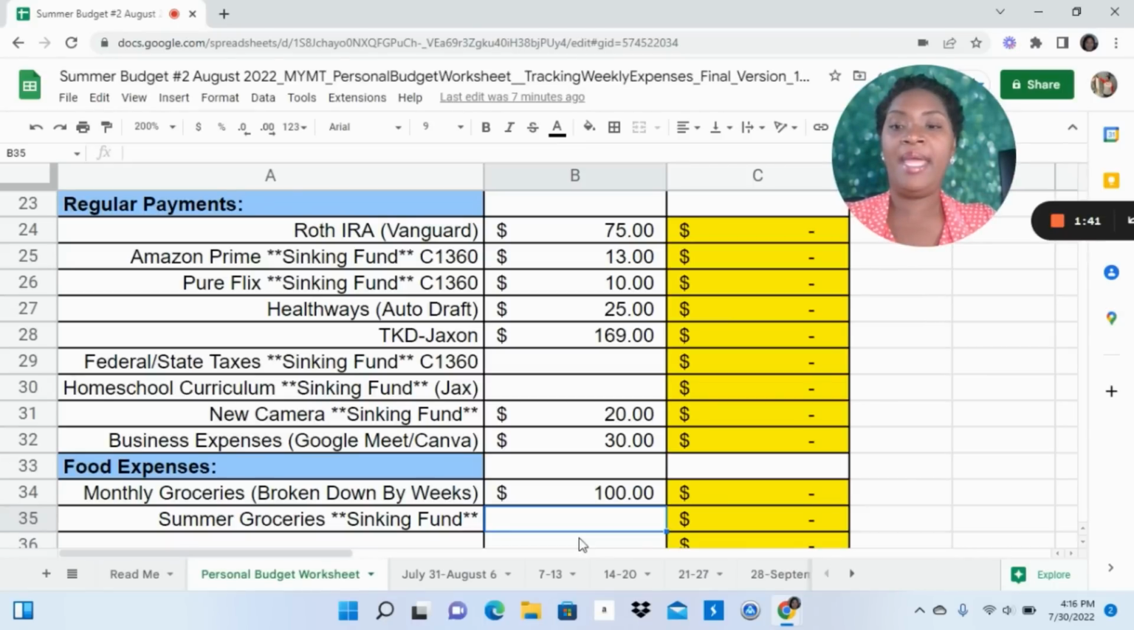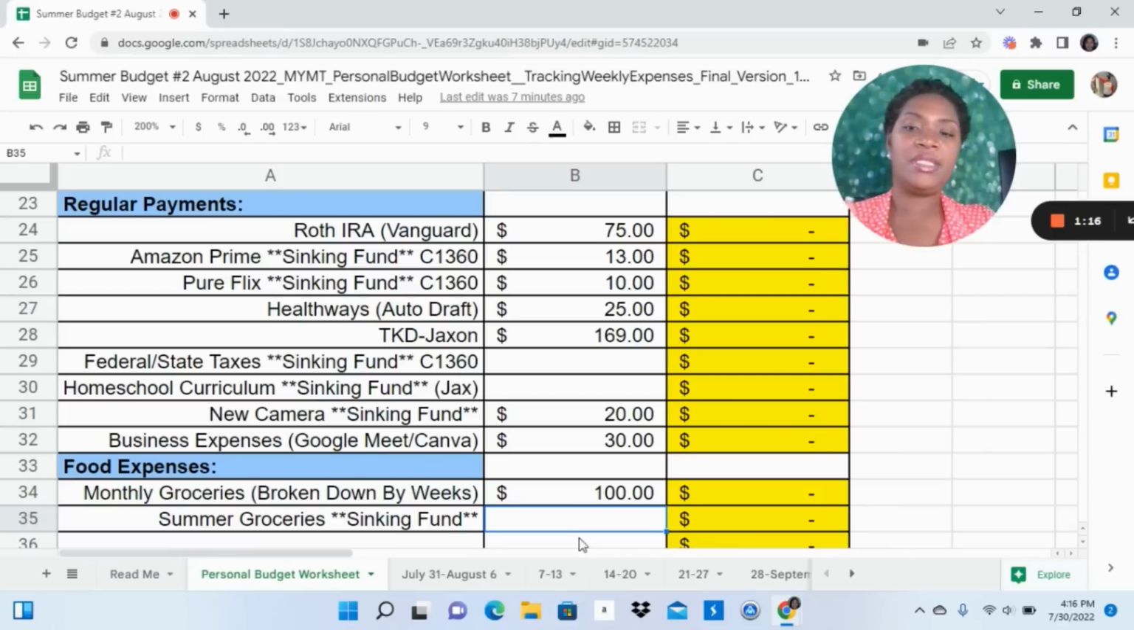PureFlix, that comes due in May. That's $10. Healthways Gym is my gym only, which is $25. Alana pays her own gym. Taekwondo, which is Jackson, that's $169. Again, some updates are coming about Jackson and Taekwondo and some other things. So I will try to get that video filmed. But for right now, he's in Taekwondo.